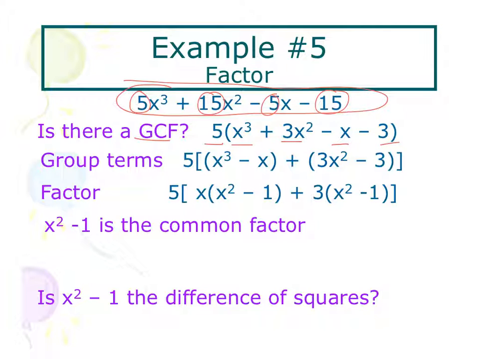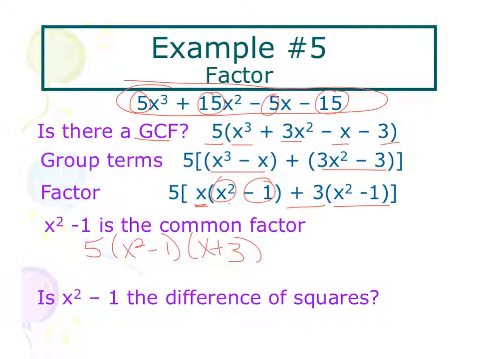And now I look, I am factoring by grouping since I have 4 or more terms together. So these two share an x, and when I factor that out, divide it out, I'm left with x squared minus 1. And the same over here. So basically, here's what my problem looks like now. I have 5 times x squared minus 1 times the quantity x plus 3.